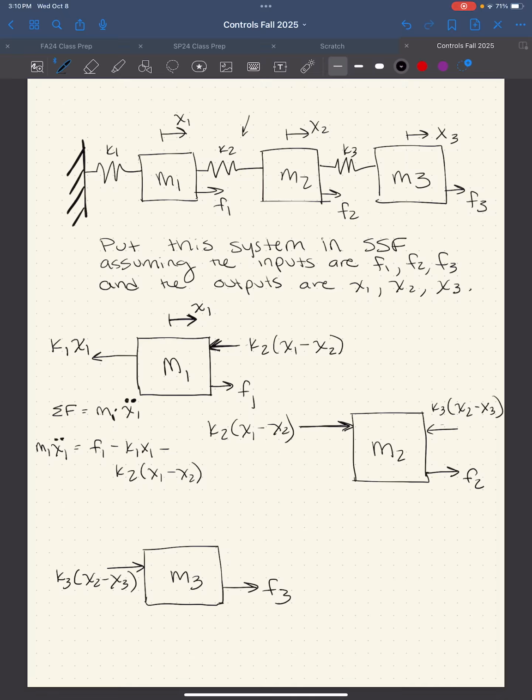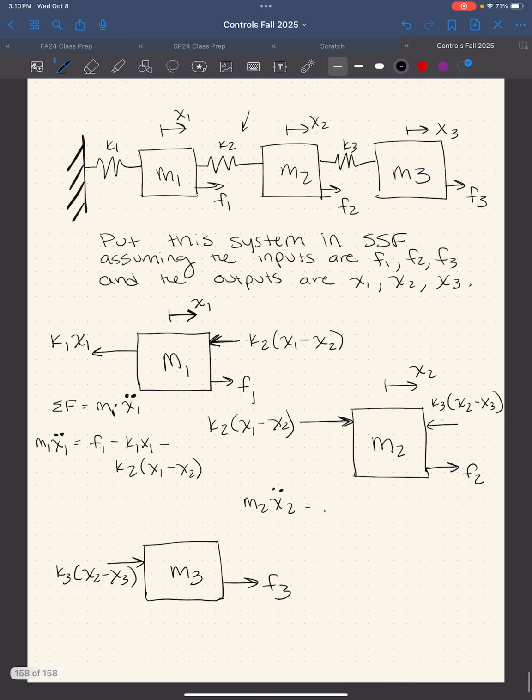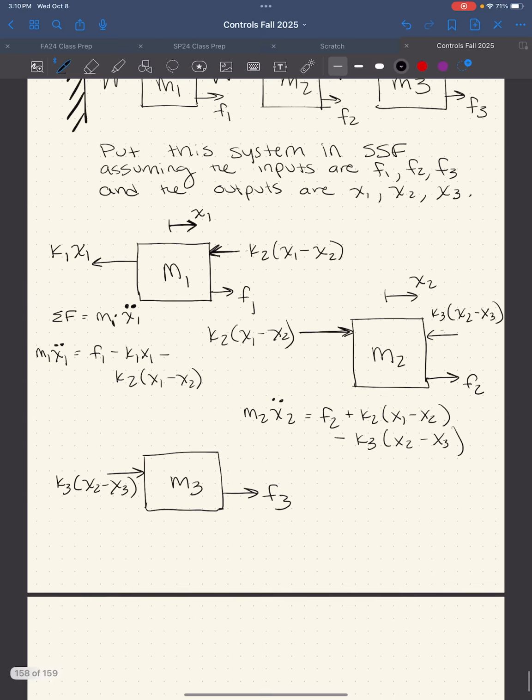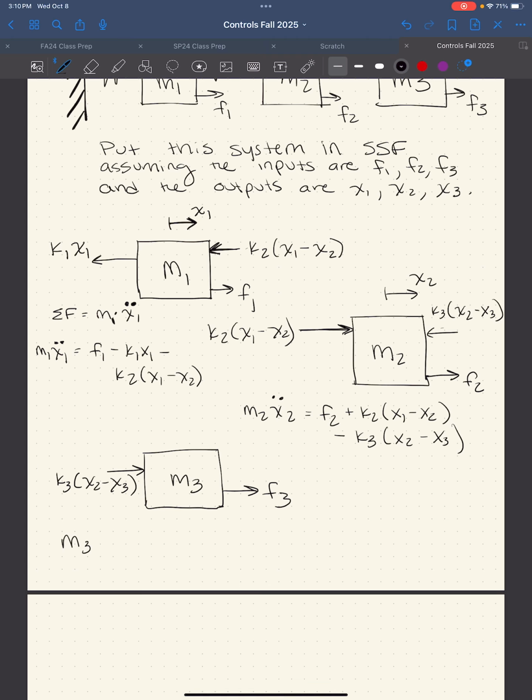Okay, now let's do M2. I should have M2 x2 double dot equals, I forgot to draw my direction that was positive. There we go. F2 plus K2 (x1 minus x2) minus K3 (x2 minus x3). Lastly, M3 x3 double dot equals F3 minus K3 (x2 minus x3), because x3 goes to the right. All right, I have equations of motion.